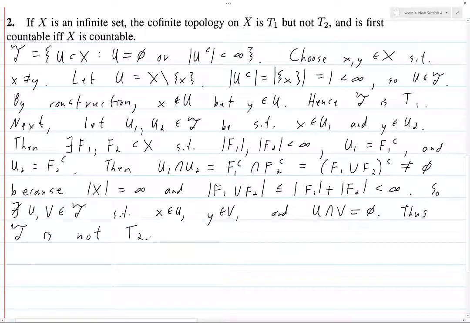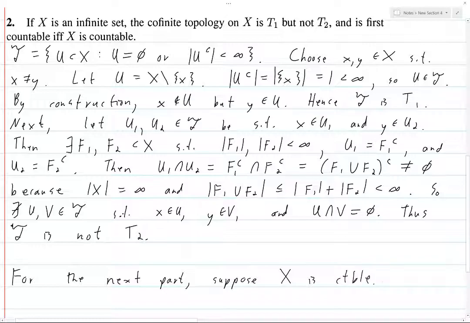Okay, so let's see here. The topology is first countable if and only if X is countable. Okay, so for the next part, suppose X is countable. I'm going to abbreviate it like this. Okay? So fix some element x in the set X.